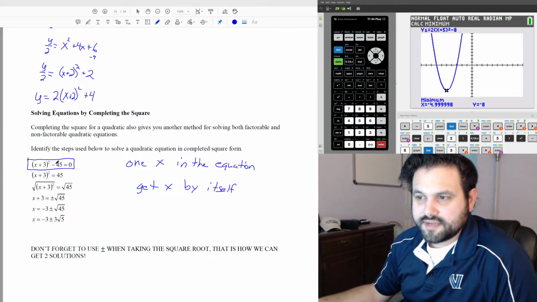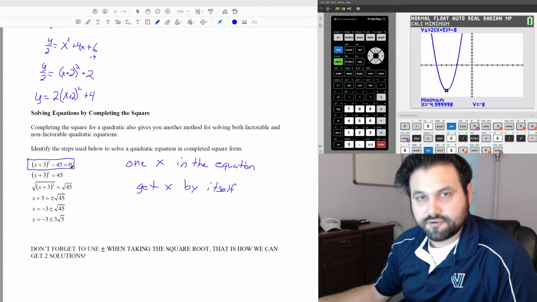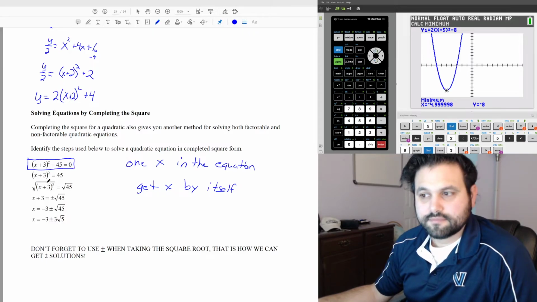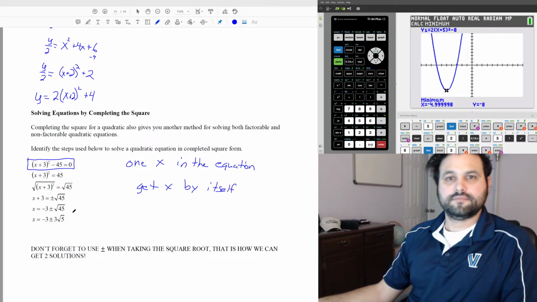So you see here what they did was added 45 to both sides, right? To get rid of a minus 45, add 45. To get rid of a squared, take the square root. To get rid of a 3, subtract 3. And then they simplify the square root sign.